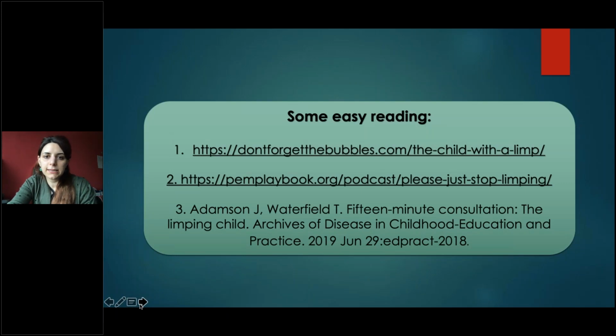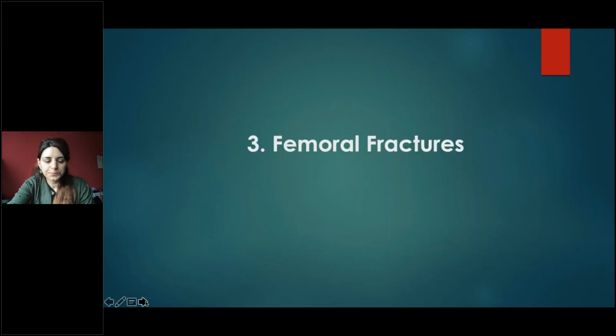And again, some easy reading. I'm recording this so you can catch these references on the slides. Don't forget them, bubbles, as always. There's a good podcast that also includes a blog post in the PEM playbook and a 15-minute consultation. This is a relatively recent paper in the archives that you may wish to use, especially if any of you are revising your local guidelines on the limping child. That's a good one to look at.